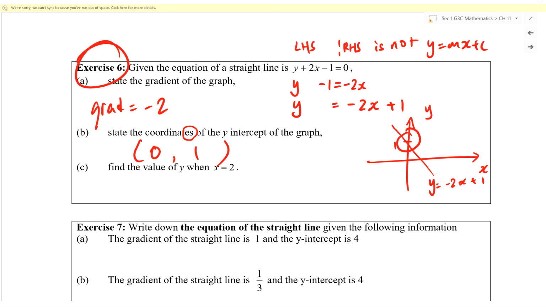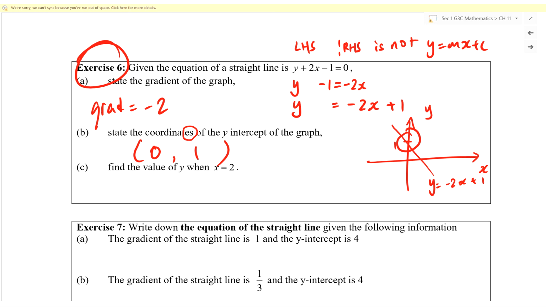Okay, as shown in this graph over here. The first coordinate, what is it? X or y? It is always x. They are telling you x equals 0. Let's put x equals 0 into the equation. Y plus 2 times 0 minus 1 equals 0. So y minus 1 equals 0. Y equals 1. That's the y-intercept.